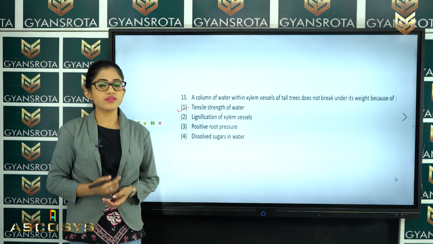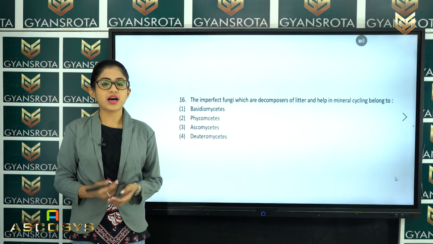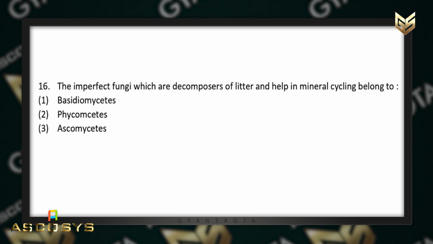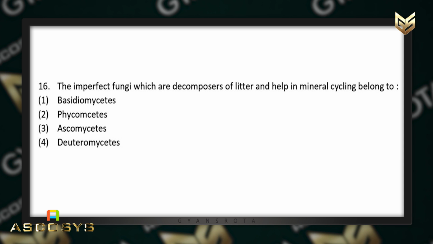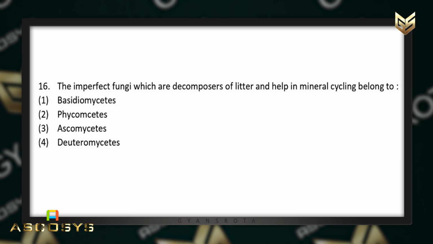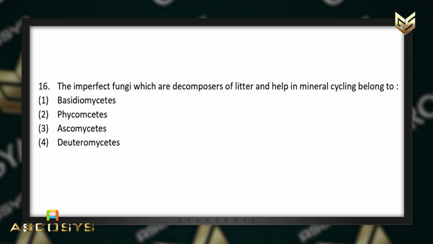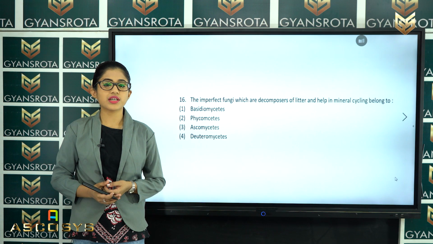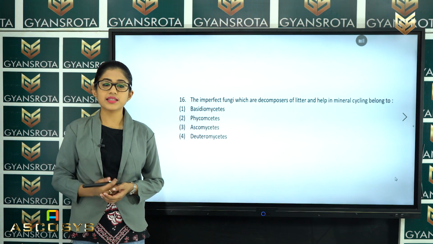Now let's move on to the next question. Now the next question is question number 16. The imperfect fungi, which are decomposers of litter and help in mineral cycling, belong to Basidiomycetes or Phycomycetes or Ascomycetes or Deuteromycetes. So this is from the chapter Plant Kingdom, from the kingdom Fungi.